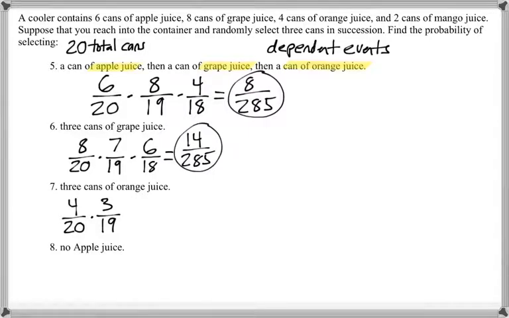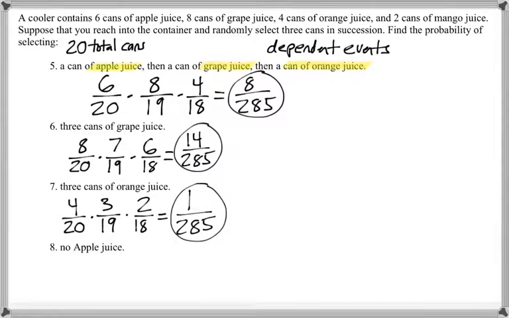And then if the second can that we select is an orange juice, then there are 2 cans out of 18 cans left that are orange juice. So if we multiply these together and reduce, we get 1 over 285.